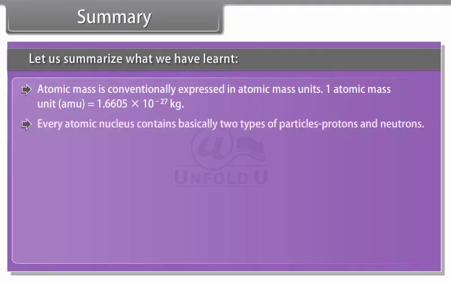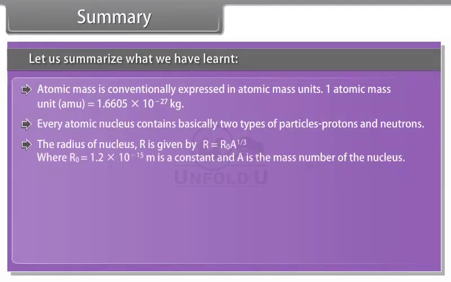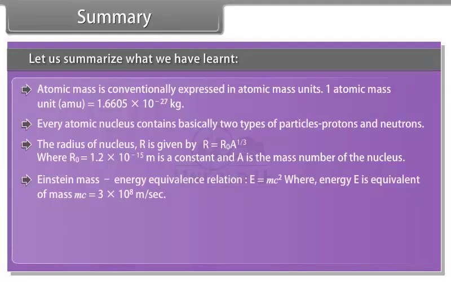Every atomic nucleus contains basically two types of particles, protons and neutrons. The radius of nucleus R is given by R = R0 A^(1/3), where R0 is equal to 1.2 × 10^-15 m, a constant, and A is the mass number of the nucleus. Einstein's mass-energy equivalence relation, E = mc², where energy E is the equivalent of mass m, and c is the velocity of light in vacuum, that is 3 × 10^8 meter per second.